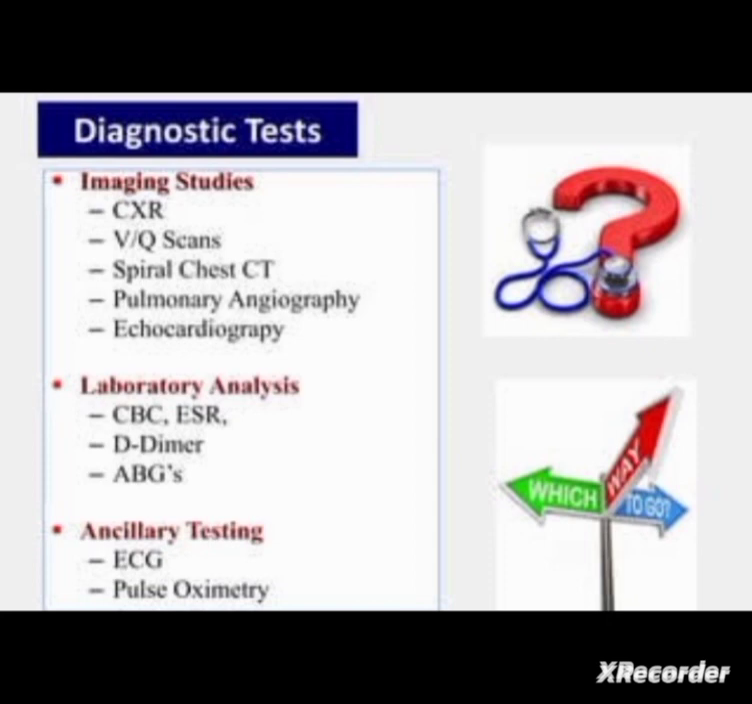Then ABG analysis. Then ancillary testing include the ECG and pulse oximetry. The person will have hypoxemia and ECG variations. Sometimes atrial flutter, atrial fibrillation, all this may cause pulmonary embolism. So the ECG variation will be present because there will be features of respiratory failure, cardiac failure, shock, cardiogenic shock. All this may be present. So the ECG changes must occur in pulmonary embolism.